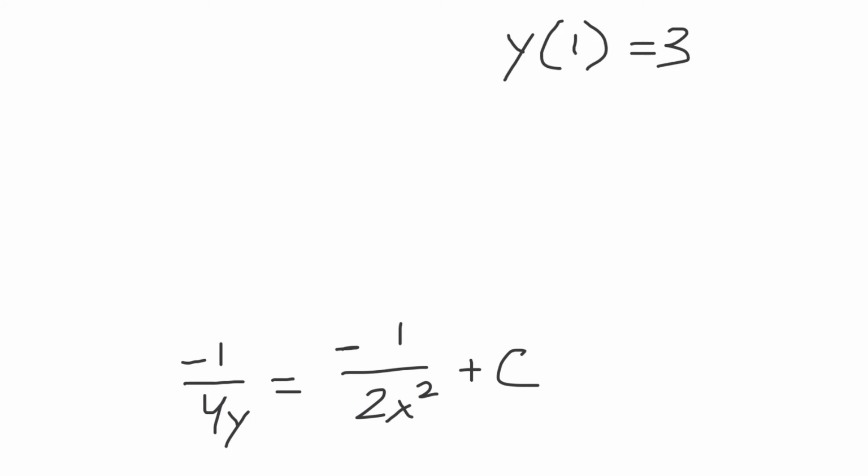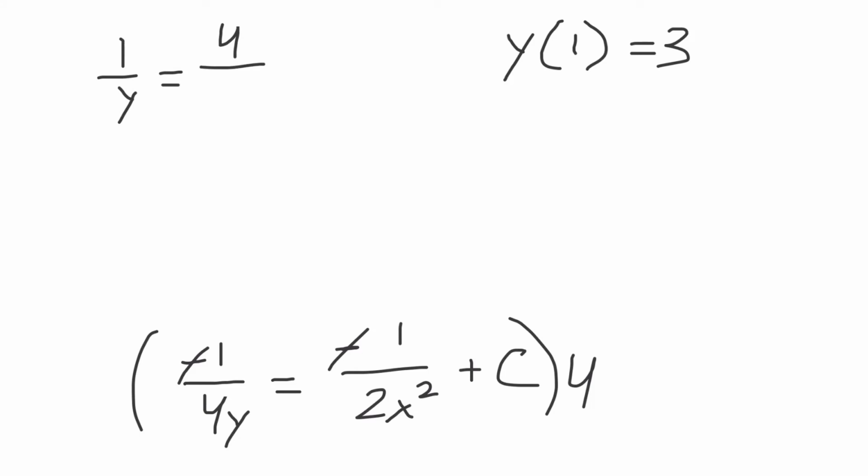So first, I think maybe we should just cancel out these negative signs on both sides. That'll make it really nice for us. So no negatives to deal with here, which is good. And then we can multiply both sides by 4 to get rid of this 4 in the denominator of the y expression. Okay, so that's our first step here to isolate y. So then we'll be left with 1 over y is equal to 4 over 2x squared.